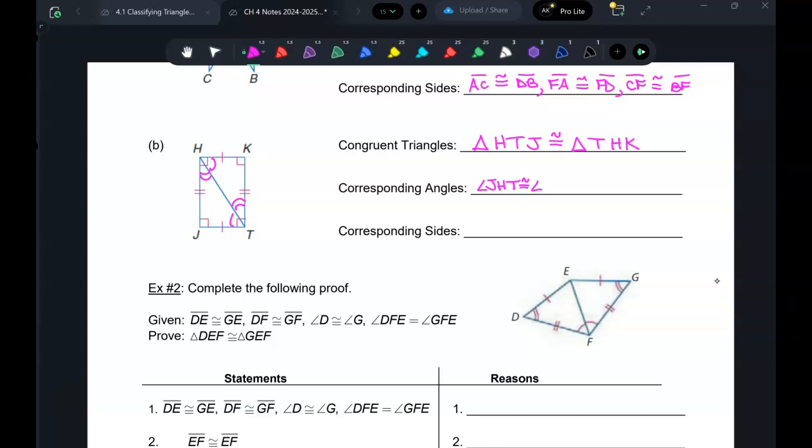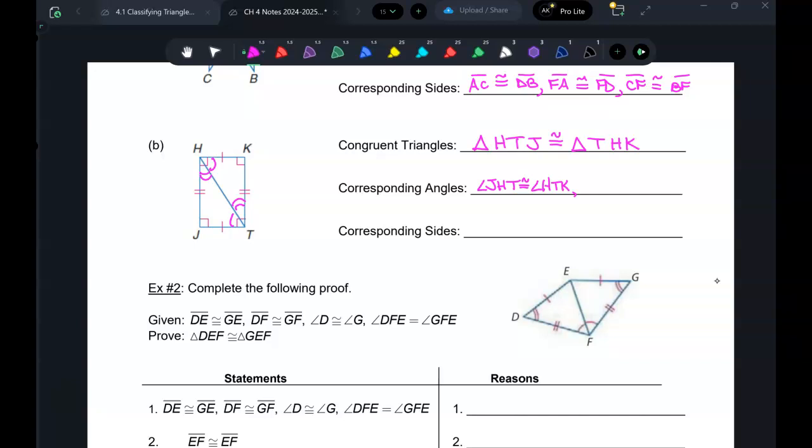Okay. All right. So angle JHT has to be congruent to angle HTK. Okay. This angle, guys, and this angle are congruent to each other. I also labeled them. I can't just say angle H congruent to angle T because there are multiple angles at those points.